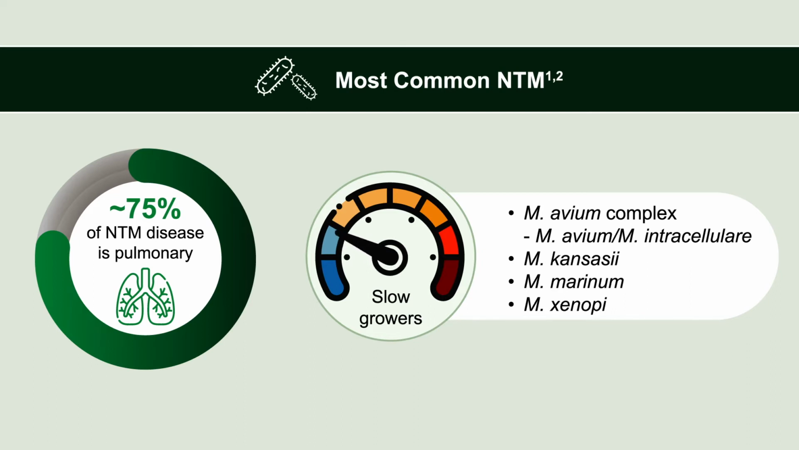But to give you a flavor for things, MAC causes probably 85 to 90% of all pulmonary NTM in North America, with the rest being caused by abscessus. Kansasii primarily in the southern parts of the United States, and then a little bit caused by xenopi, which you tend to see in the northern border with Canada, particularly in the upper Midwest.